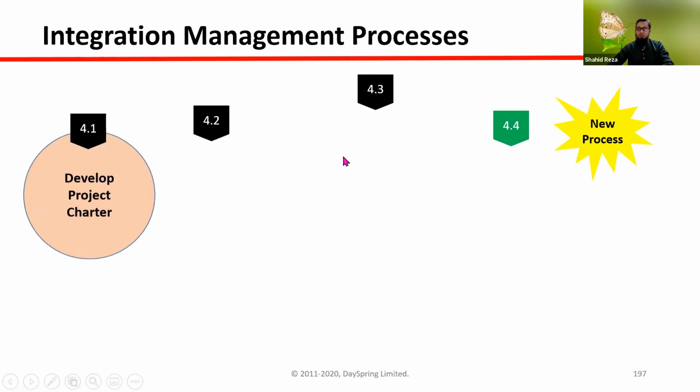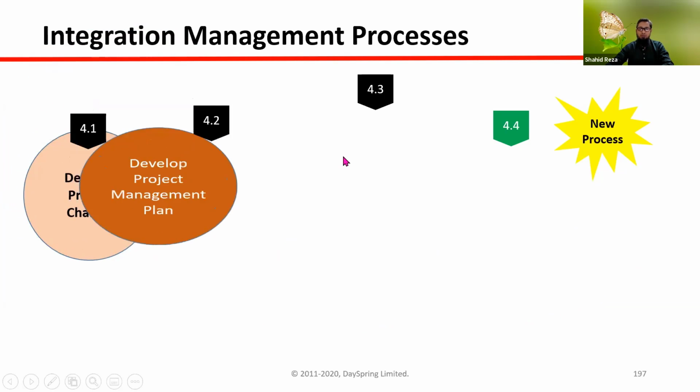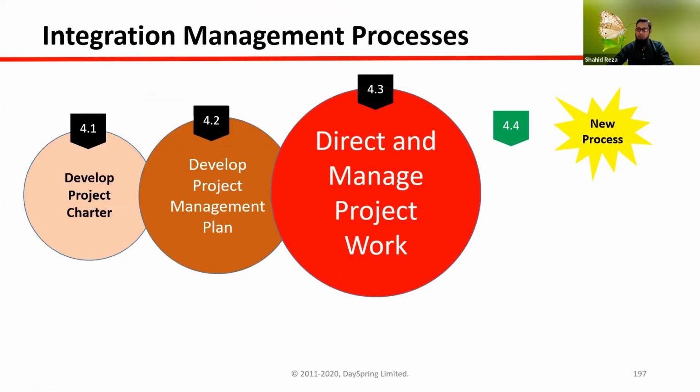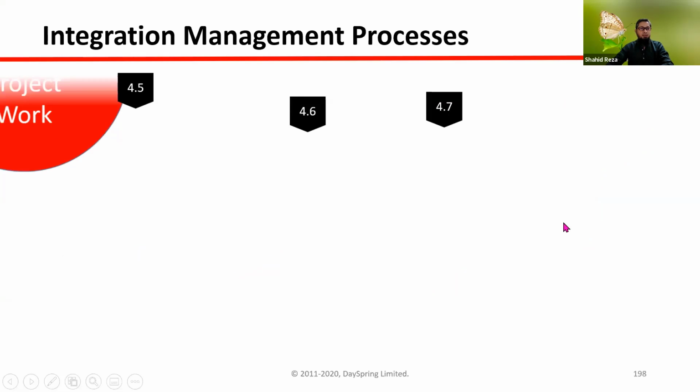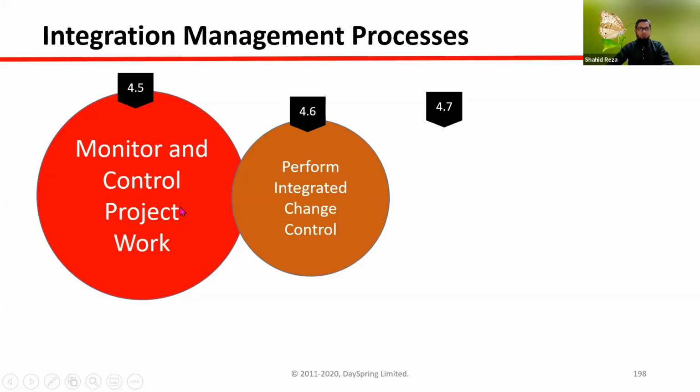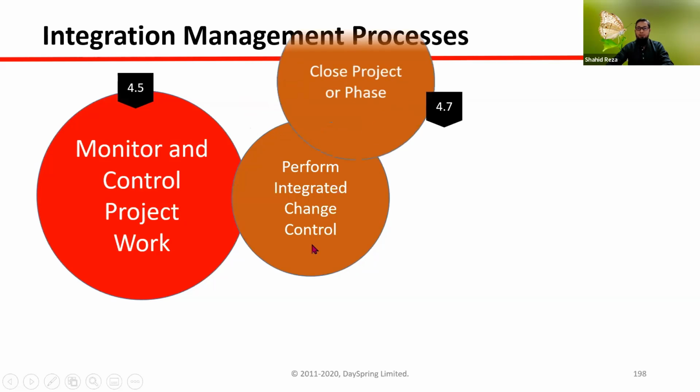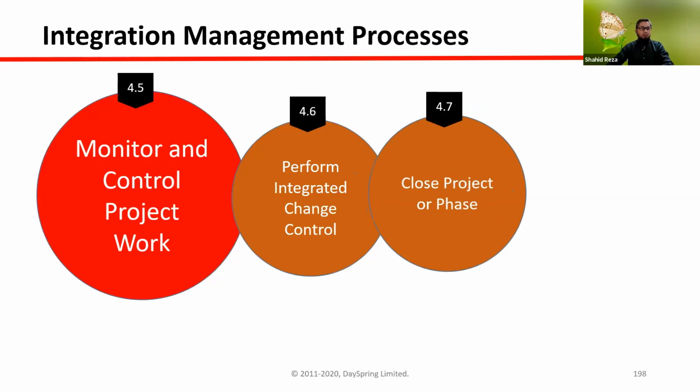The same thing I am again showing. First process is develop project charter. Second one is project management plan. Then direct and manage project work. Manage project knowledge is the fourth process, and this is a new process. Please keep an eye on it, because you will get 2-3 special questions from this knowledge area, since this process was not in any earlier versions of PMBOK. First time this is introduced. And then 4.5 is monitor and control project work, perform integrated change control, and close project or phase.